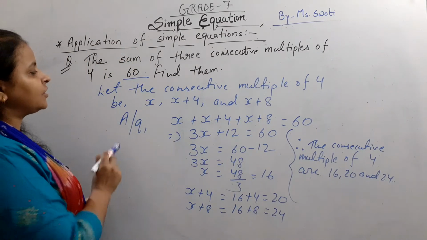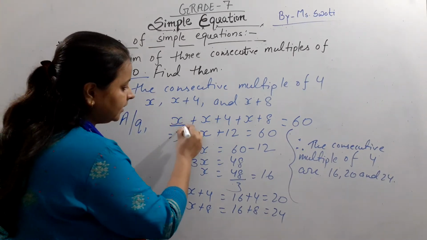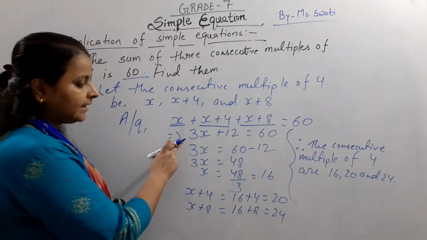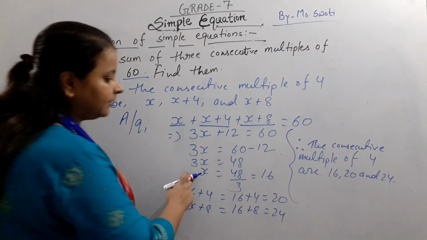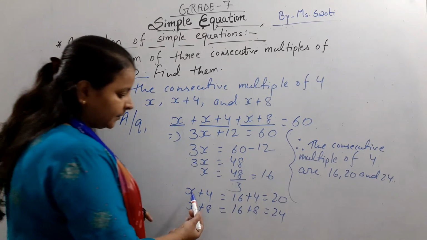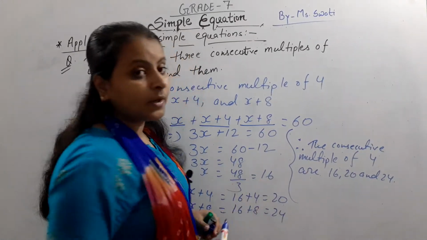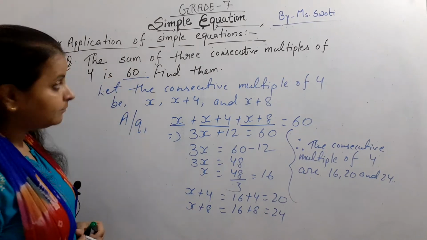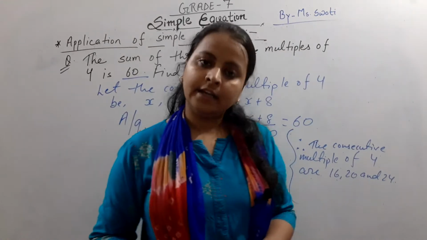Now according to the question, the sum is given equal to 60. So x, the first multiple, second multiple and the third multiple, the sum is equal to 60. So we get here 3x plus 12 is equal to 60. And when we solve the equation, we get the value of x is equal to 16. So the next multiple, that is x plus 4, we get 20 and x plus 8 we get 24. So the 3 multiples of 4 whose sum is 60 are 16, 20 and 24.